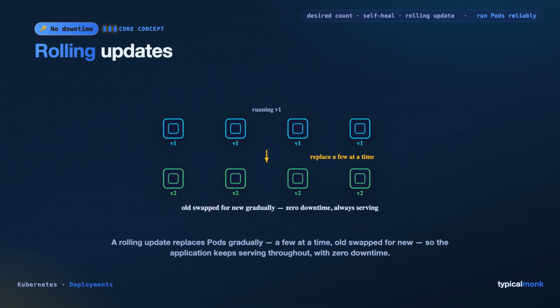So the takeaway: a rolling update ships a new version by replacing pods gradually and in a loop, starting a new pod, waiting until it is healthy, then removing an old one and repeating. So there are always healthy pods serving and the application stays fully up throughout, giving you zero downtime deployments. You can perform them as often as you like just by changing the image.